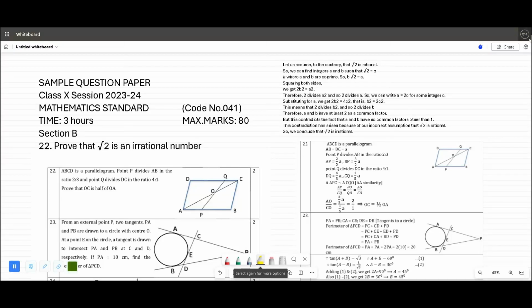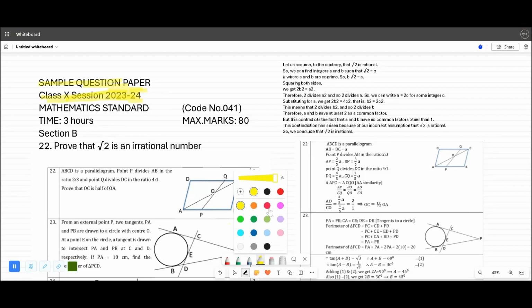Hi, so we have done section 1 of the sample question paper, which is for class 10, session 23-24. Now we'll do the larger sections, which are B, C, D and E, the lengthy questions of 2 marks, 3 marks, 4 marks. So be ready, it's going to be a very long video.